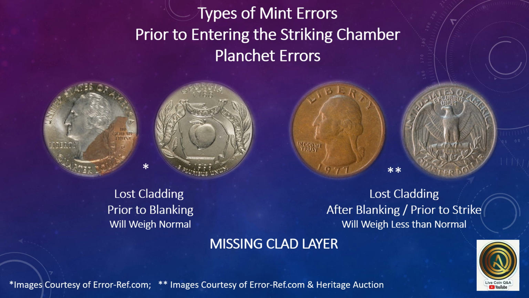Missing clad layers. On the left is an example of lost cladding prior to the blanking process. Blanking process is where they cut the blanks from the sheet stock of metal. It will weigh a normal weight. On the right is lost cladding after the blanking process, but prior to the strike. They will weigh less than normal.